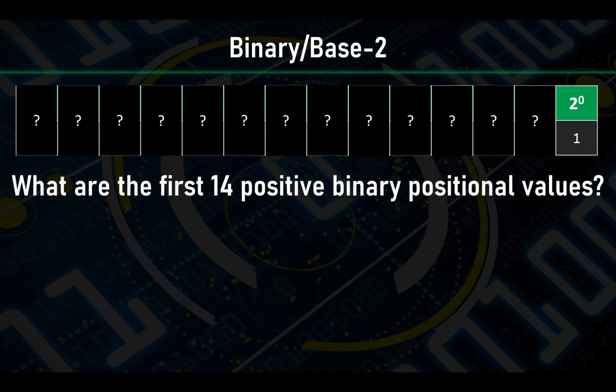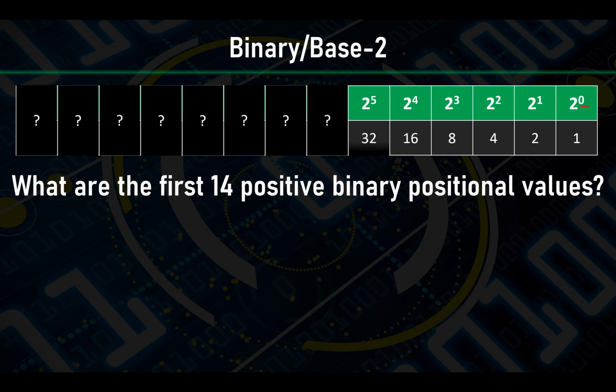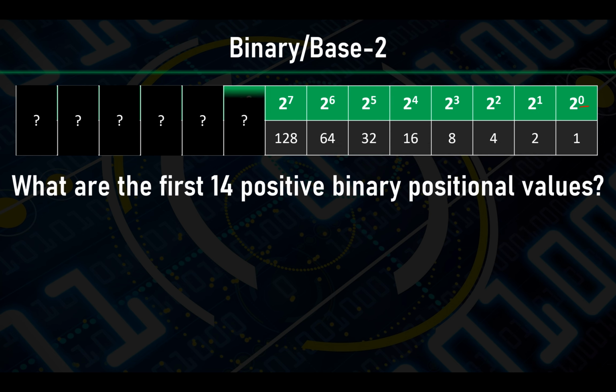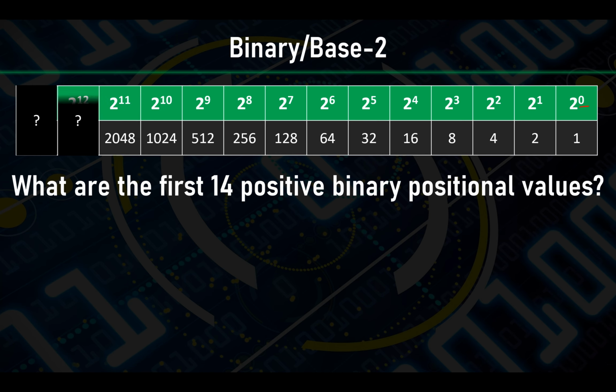Sometimes they ask up to about 14 digits. Usually they only ask 8. But if we think, the first one, 2 to the power of 0, is just going to be 1, and then we just want to keep doubling. The rest of that is going to be 2, 4, 8, 16, 32, 64, 128, 256, 512, 1024, 2048, 4096, and 8192.